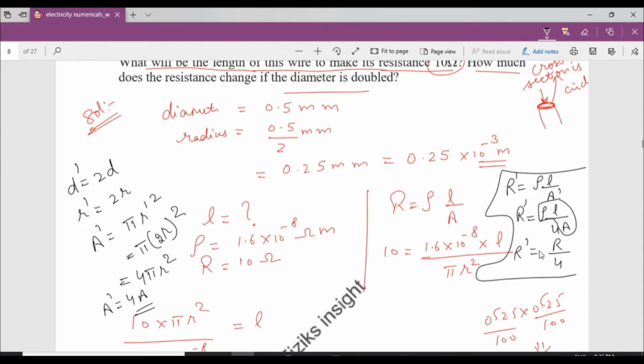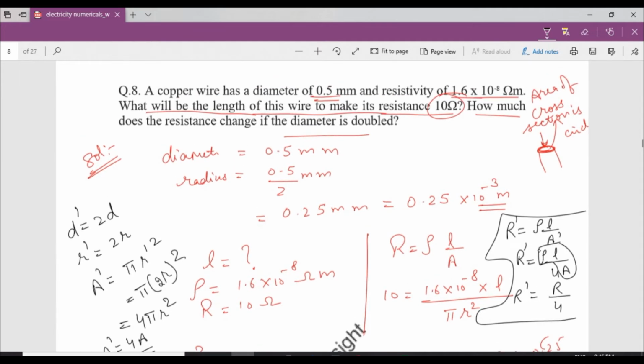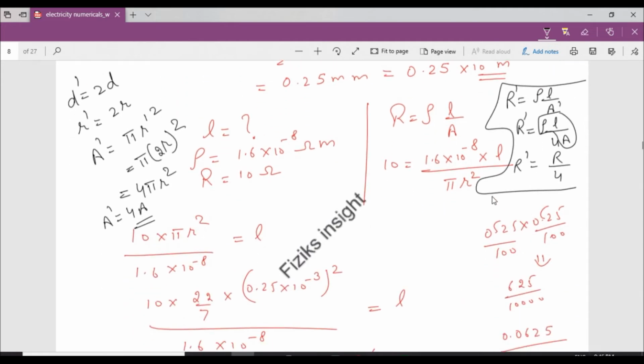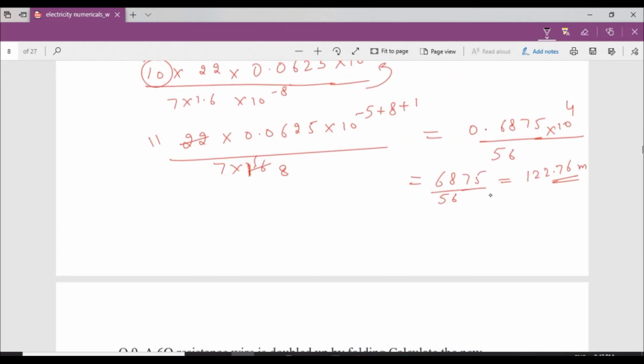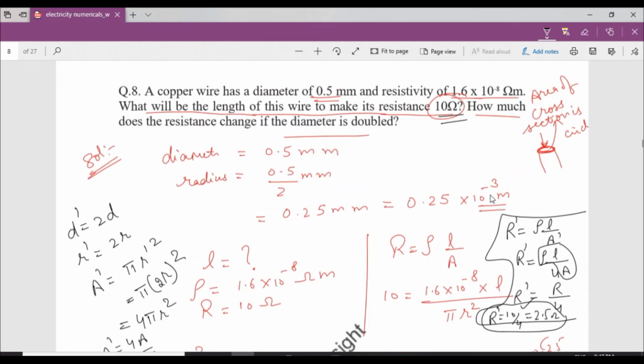And see, the value of old resistance is given to you, that it is 10 ohm. Okay. So R is 10 ohm. So now R dash will be 10 by 4, or you can say that it will be 10 by 2 is 5 and 5 by 2 is again 2.5. So it will be 2.5 ohm. So this is your answer. Okay. This is the answer for second part. And this one is the answer for first part. Okay. So we have evaluated both the sections. Proceeding to the next question.